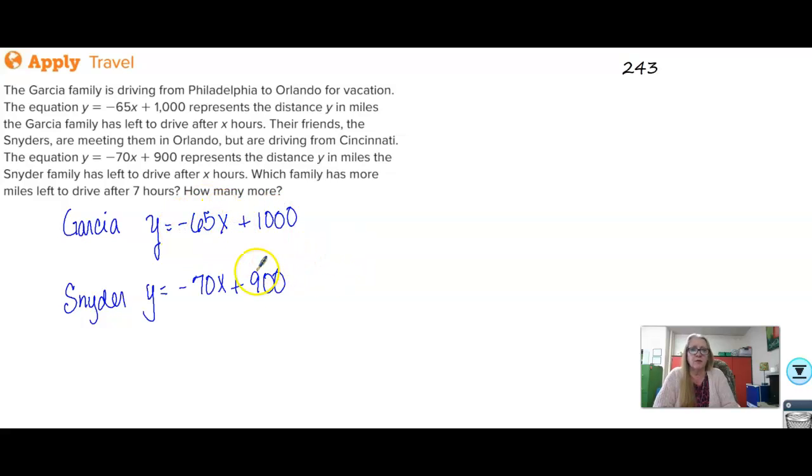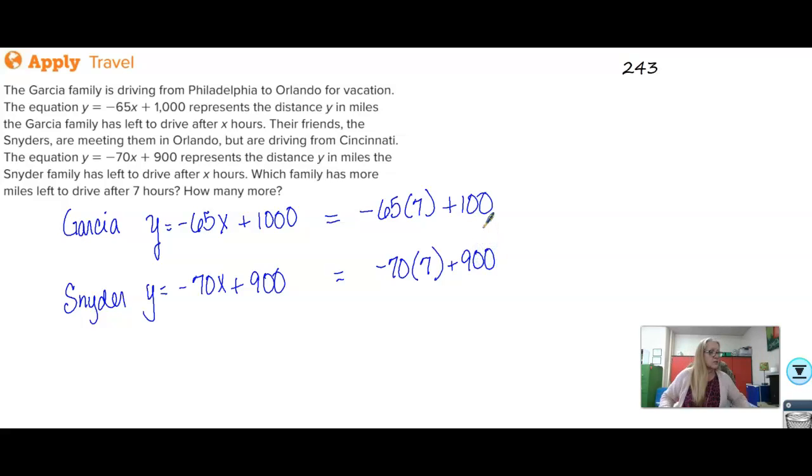Okay. So the Garcias had to go 1,000 miles and are traveling at this rate. The Snyders had to go 900 miles and are traveling at this rate. So after 7 hours, that means you're going to substitute 7 where the x is. So you have -65 times 7 plus 1,000. And then here we would have -70 times 7 plus 900. All right, so now we just need to solve this. Let me grab my calculator.